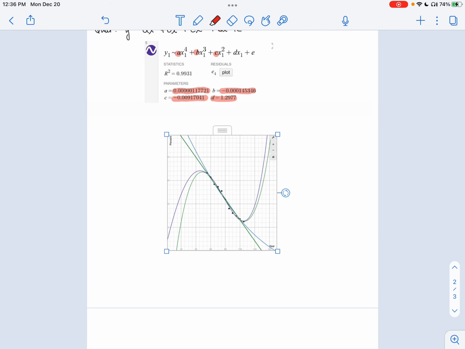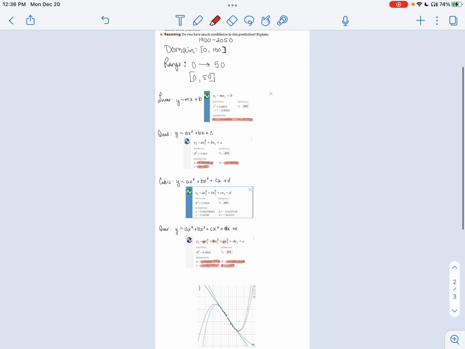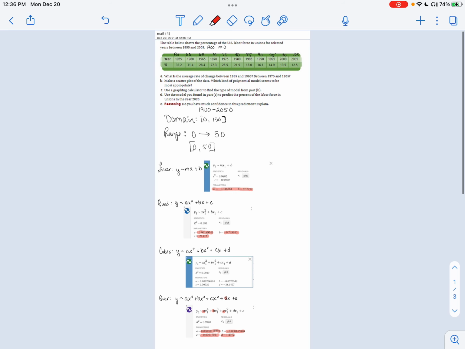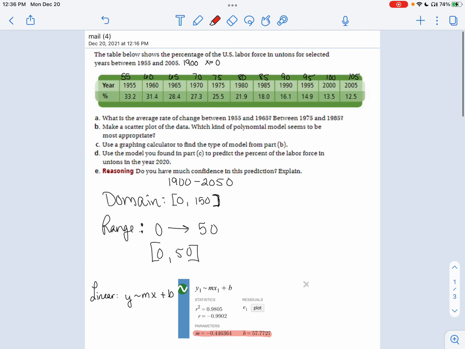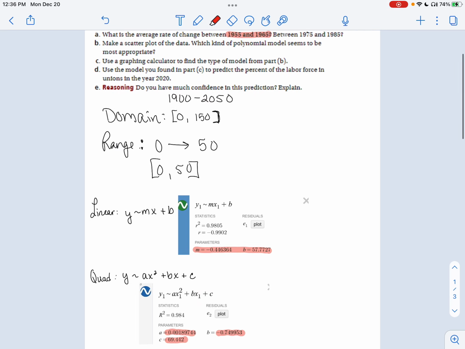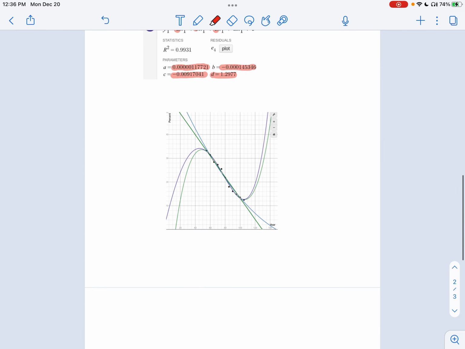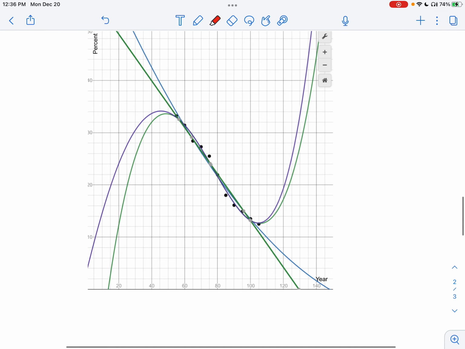When we look at this data, we kind of have to estimate, like interpolation or extrapolation, which one do we think is best? So it says, what's the average rate of change between 1955 and 1965? Well, you could just find the rate of change. Make a scatter plot. We did that. What kind of polynomial seems to be the most appropriate? In my opinion, they're all pretty darn appropriate.